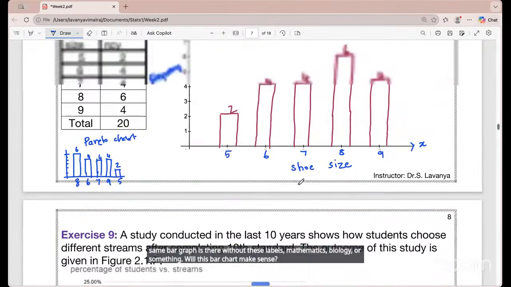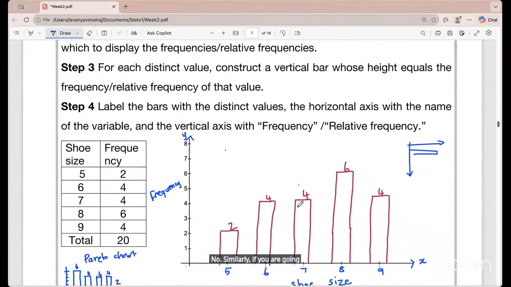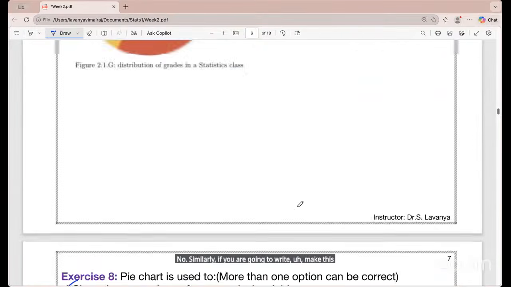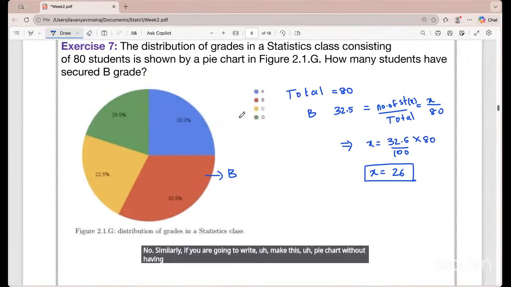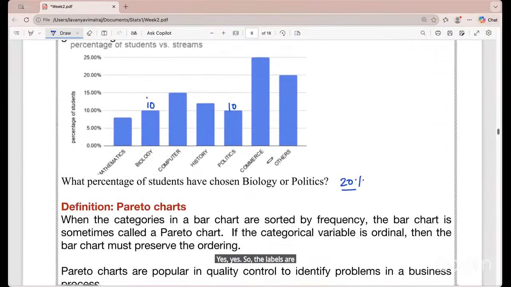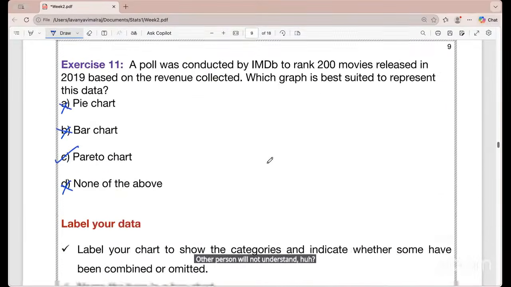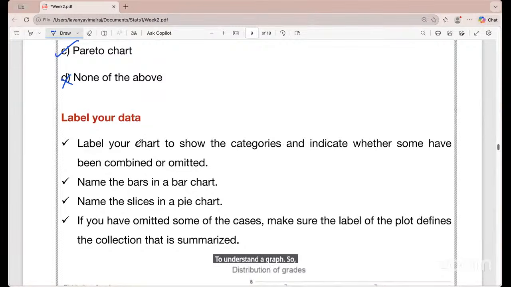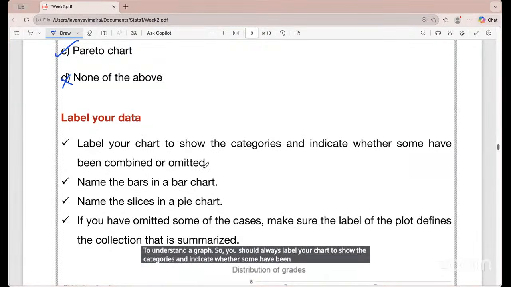No. Similarly, if you make this pie chart without these labels, these legends, A, B, C, D, will it make sense? No. Other people will not understand. So the labels are very important to understand a graph. You should always label your chart to show the categories and indicate whether some have been combined or omitted.